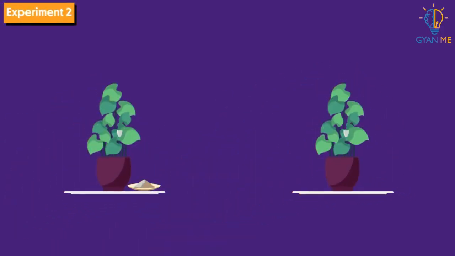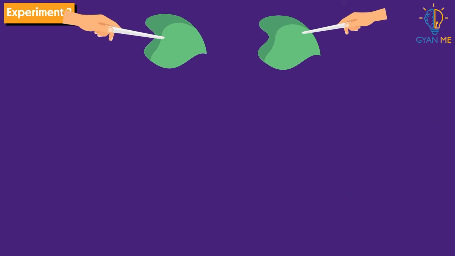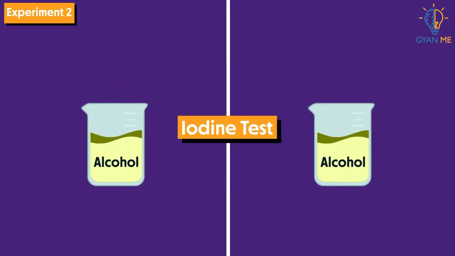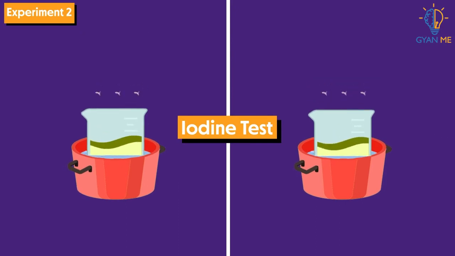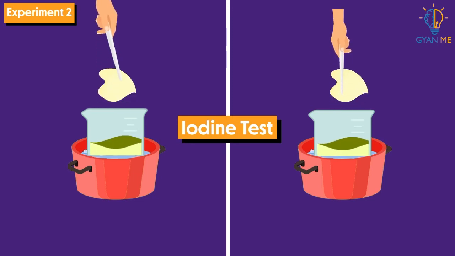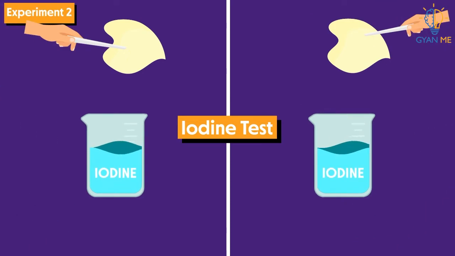Then we pluck a leaf from each of the plants and check for the presence of starch by iodine test. For this, we put the leaves in separate beakers containing alcohol. Then we put the beakers in a water bath which has hot boiling water. We observe that leaves become colorless as alcohol dissolves the chlorophyll present in leaves. Now we wash the leaves and test with iodine.